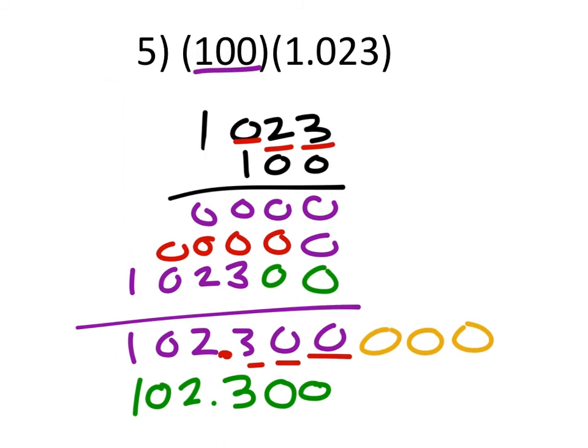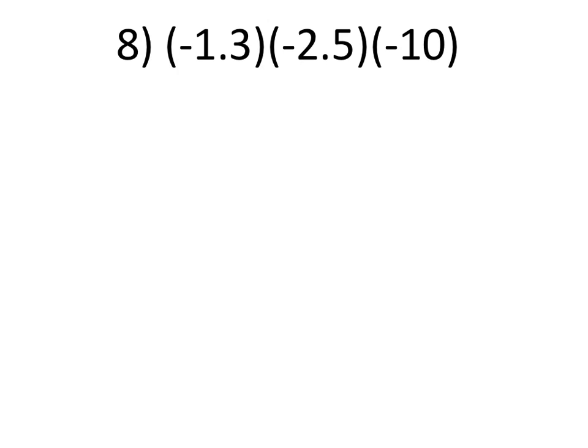Sorry, so what I was saying at the beginning there is 100 has 2 zeros, so we can just move the decimal 2 times to the right. There it is. All right, so we'll point that out.